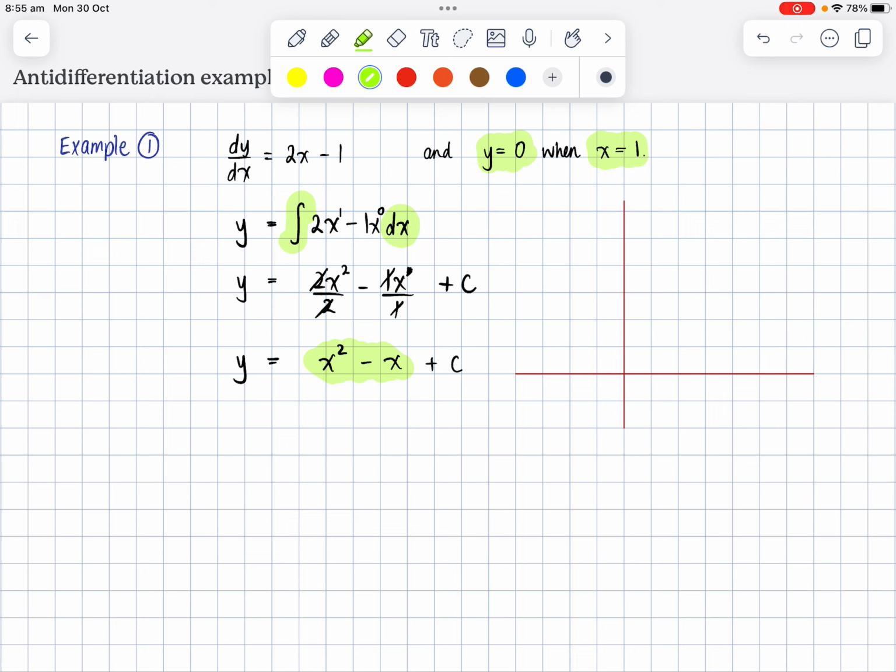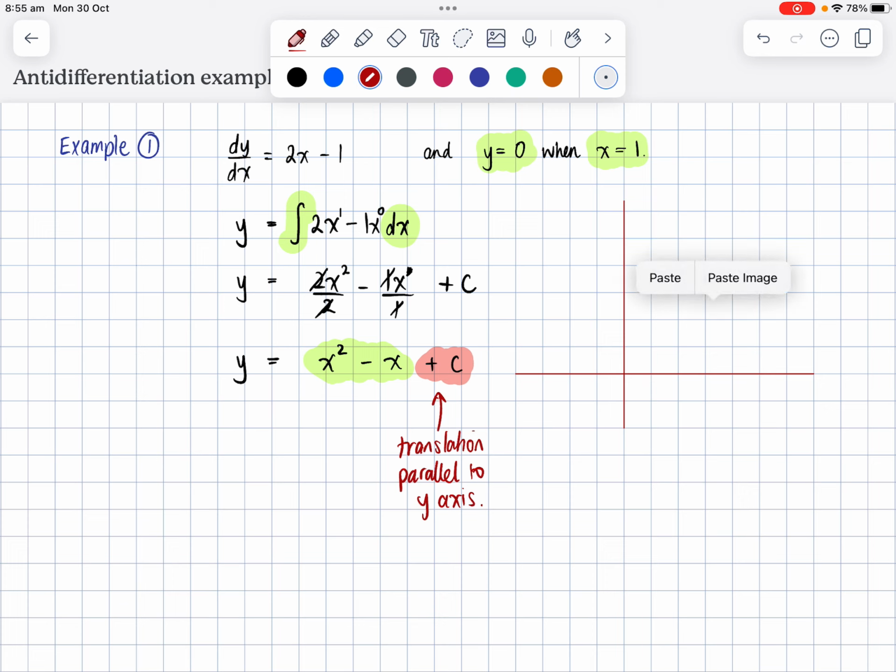The plus c always changes the y-intercept. We've seen that in all of the graphs that we do. The plus c changes the y-intercept because the plus c is creating a translation up and down, or parallel to the y-axis. So when I have my x squared minus x graph, it could have been down here to start, or it could have been all the way up here at some point.